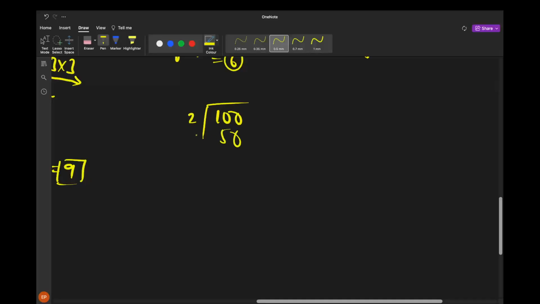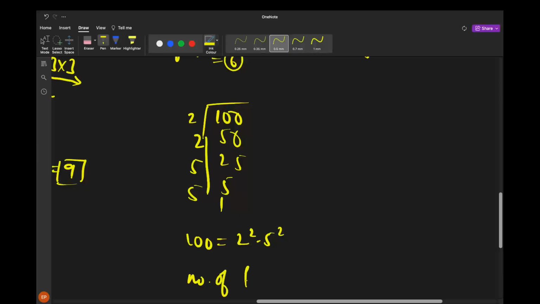2 50s are, 2 25s are, 5 5s are, 5 1s are, which means 100 equals 2 square into 5 square, right? So the number of factors will be 2 plus 1 into 2 plus 1, which gives 3 into 3, 9. Total 9 factors are there for 100.